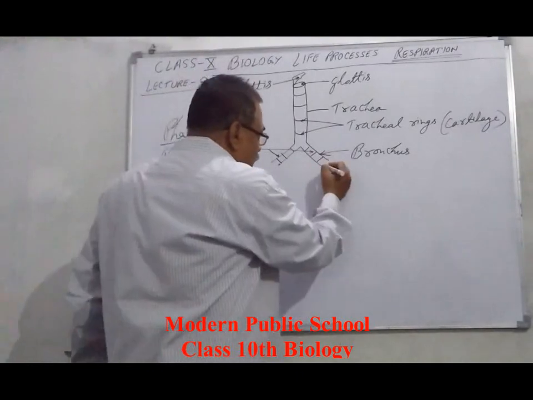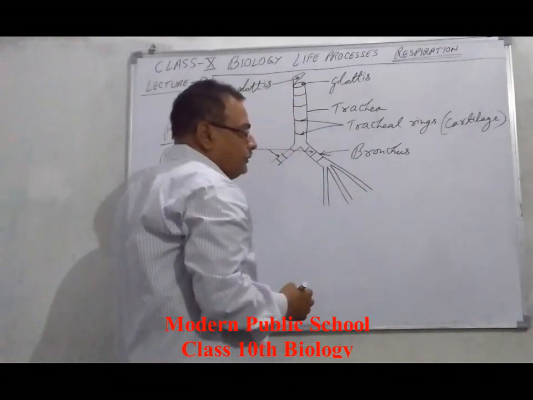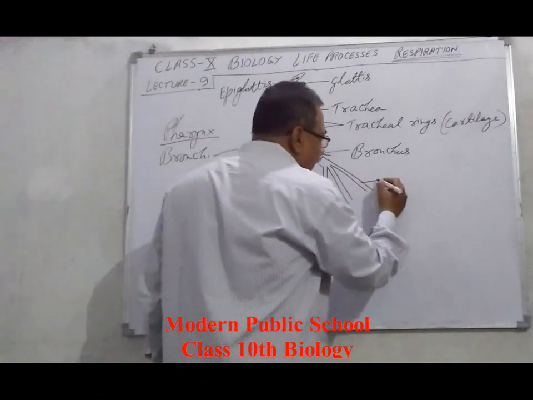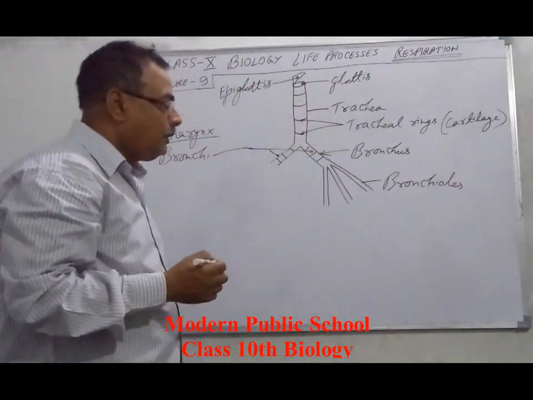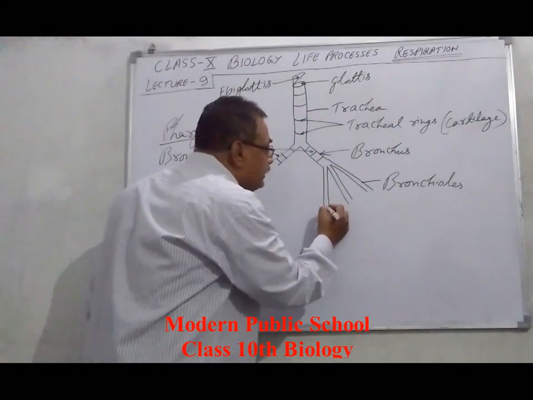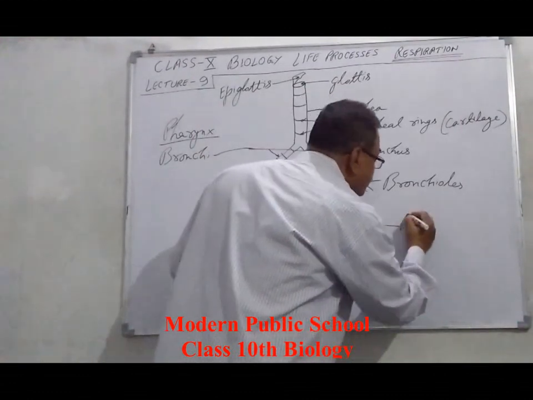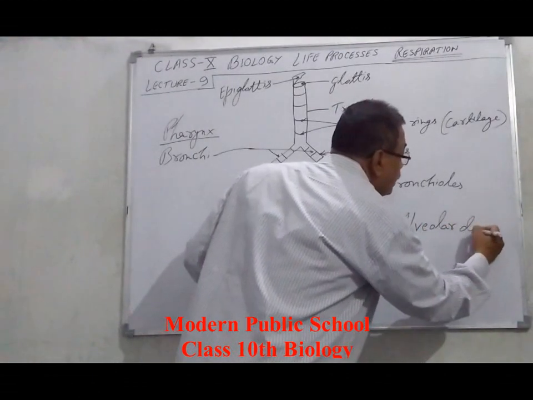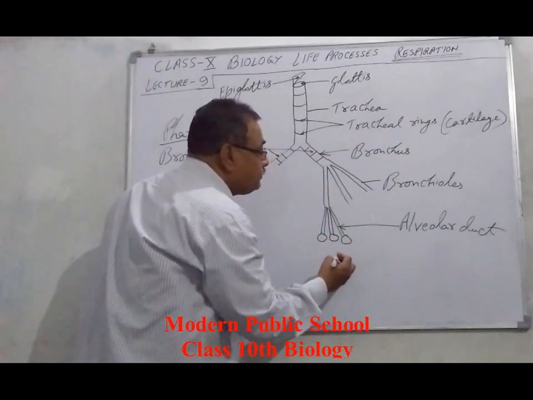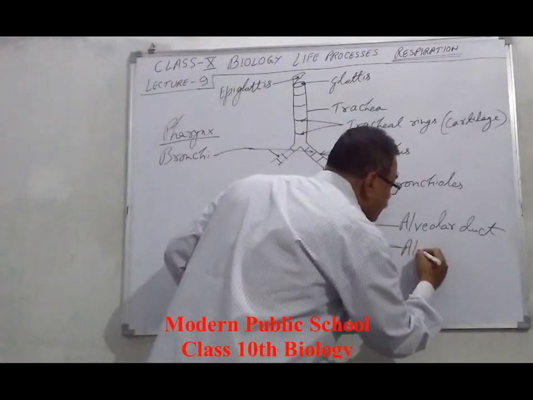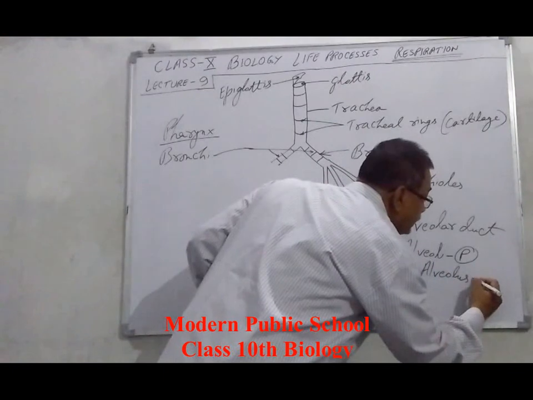This bronchus further divides into fine tubular structures. These fine tubular structures are termed as bronchioles, and this bronchiole further divides into very thin and fine tubular structures. This is known as the alveolar duct, and this alveolar duct opens into a sac-like, balloon-like structure that is known as alveoli. Alveoli plural हो गया, alveolus ये singular हुआ.